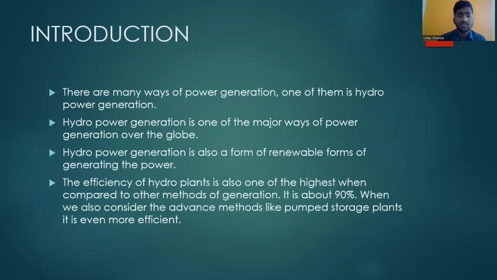There are many ways of power generation. One of them is hydropower generation. Hydropower is one of the major ways of power generation over the grid. Like if you compare the dam hydropower generation in China, it generates 22,000 megawatt at a time. Hydropower generation is also a form of renewable power generation. The efficiency of a hydropower plant is also one of the highest when we compare it to other methods of generation. It is about 90%. When you also consider advanced methods like pumped storage plants, it is even more efficient.